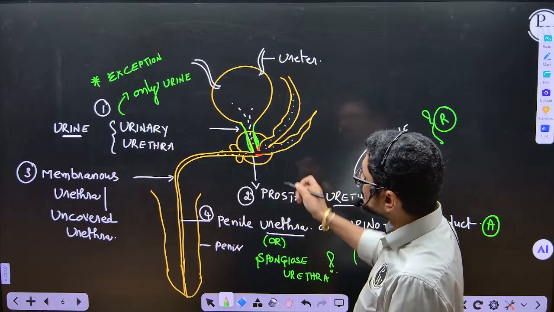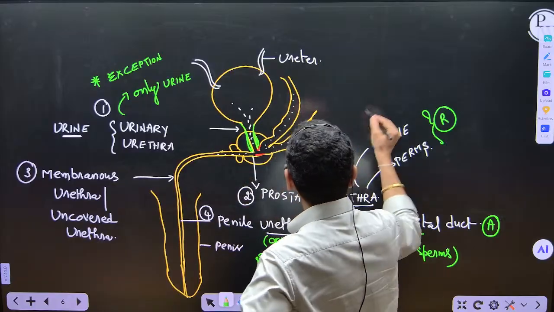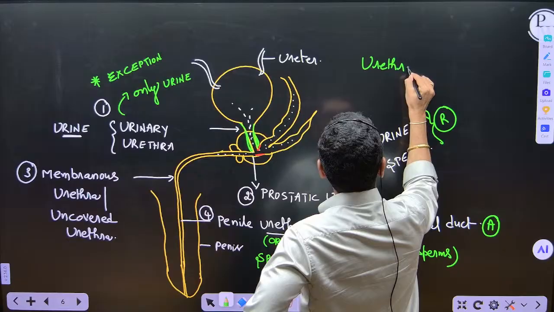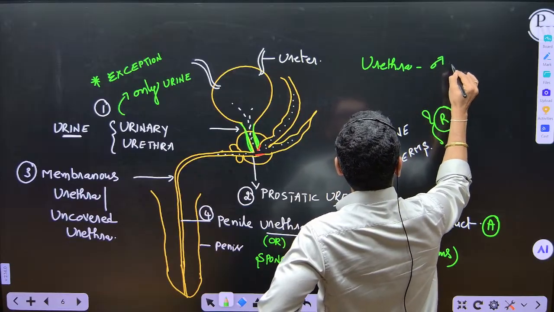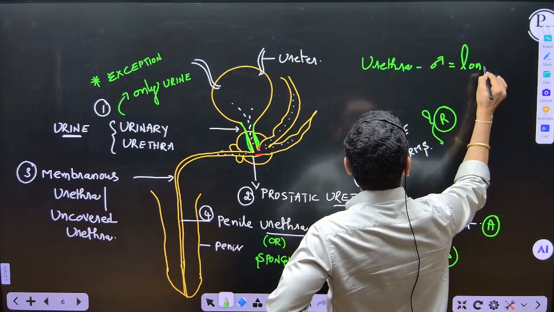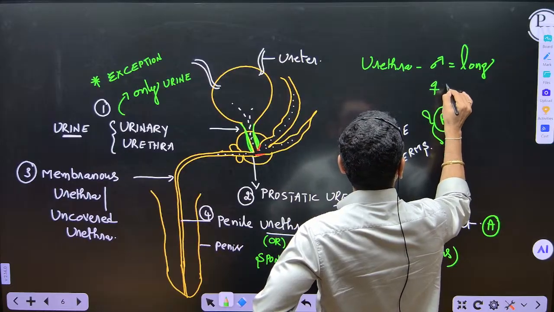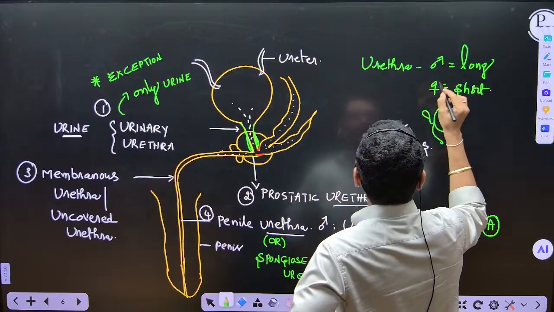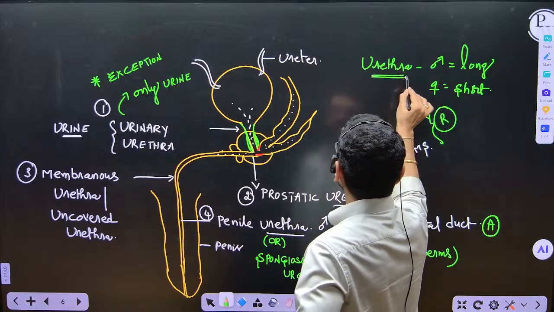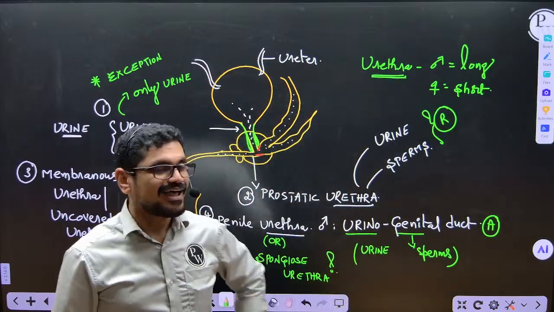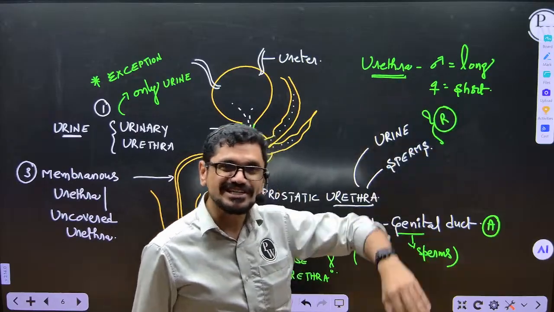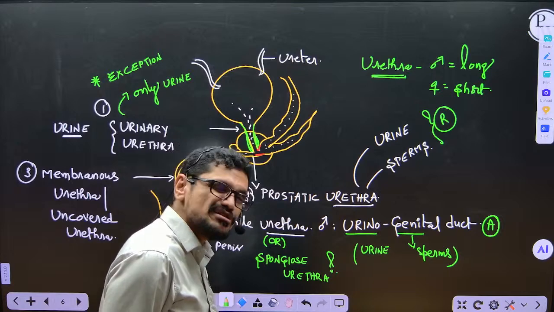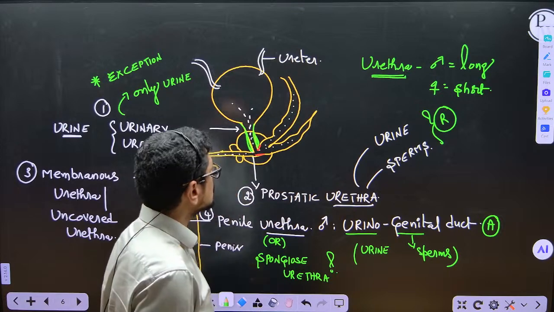I will tell. But urethra in case of males is very long. So what is the statement I have given now? Urethra in males is very long. In case of females it is short. That is the meaning. Nowadays you are studying well. Urethra in case of males is long, whereas urethra in case of females is short.